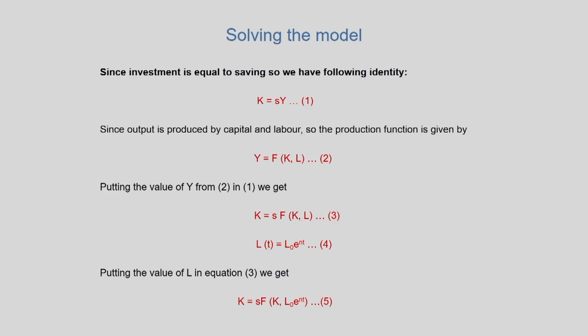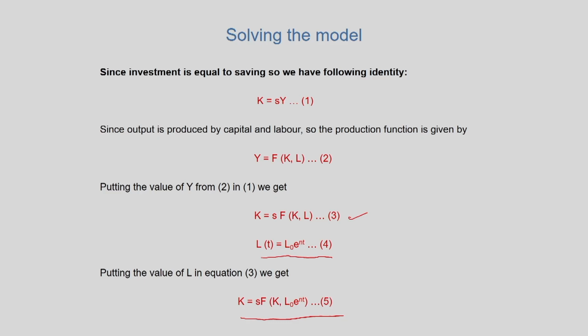So if we substitute 2 in 1, we get this functional form where K dot is equal to s F of K, L. We already know that the population growth rate takes this functional form. So if we substitute the value of 4 in 3, we get the functional form which reads like this: K dot is equal to s F(K, L0 e^(nt)). So this is capital accumulation, which is accounting for gross investments as well as population growth rate. So this is capital accumulation per worker.